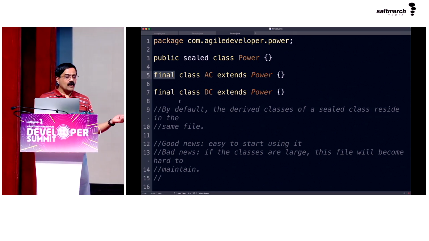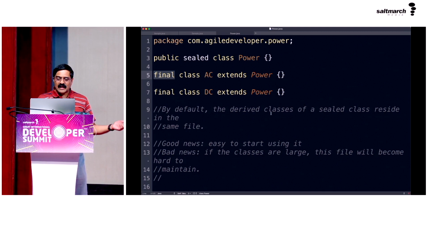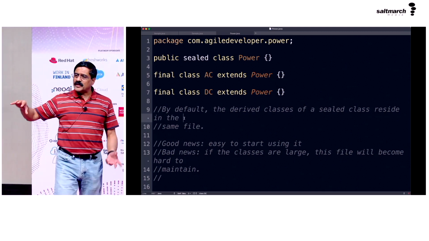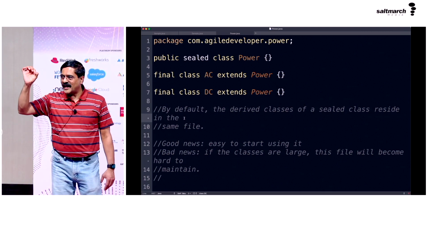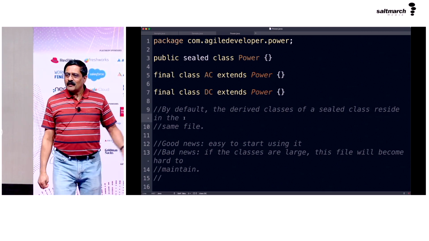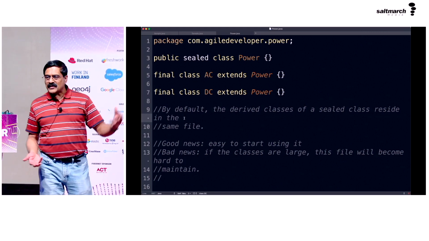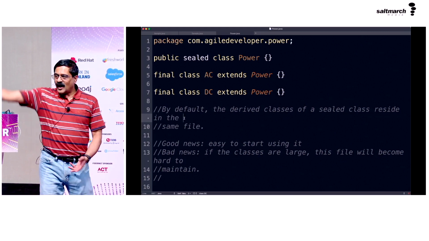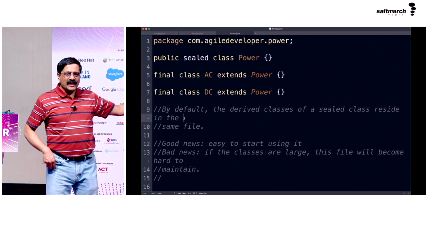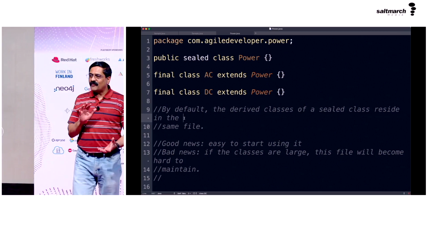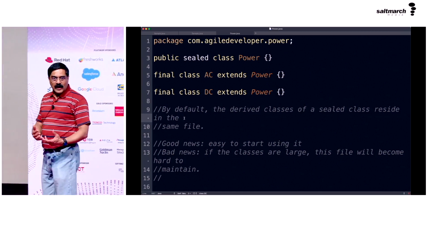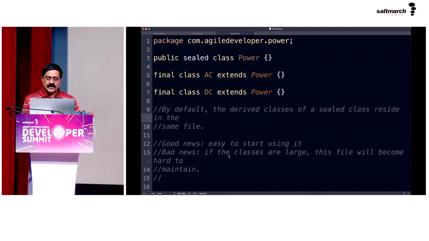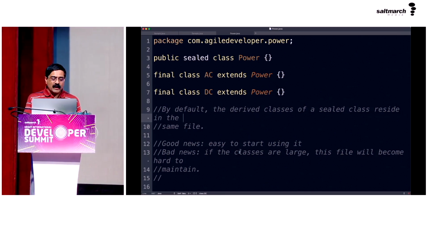By default, the derived classes of the sealed class reside in the same file. That's just the default. The number of times I would use the default comes close to 0. It's very impractical. Why? Because if multiple classes are in the same file, those classes cannot be public. If they're not public, others cannot use them. So the practicality of this is very limited. But that is the default. That's a good starting point as you're evolving code before you go further. Good news, it's easy to start using it. Bad news, if the classes are large, the file becomes hard to maintain.